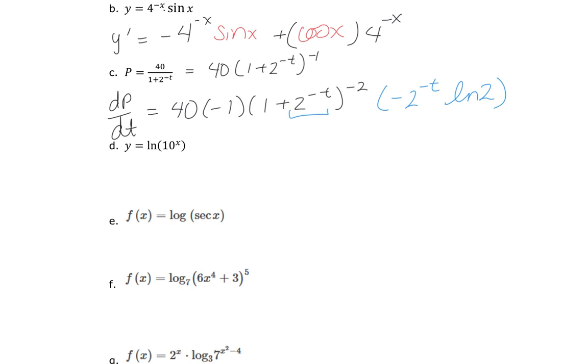Now, if I rewrite this using my rules, this is just x multiplied by the natural log of 10.